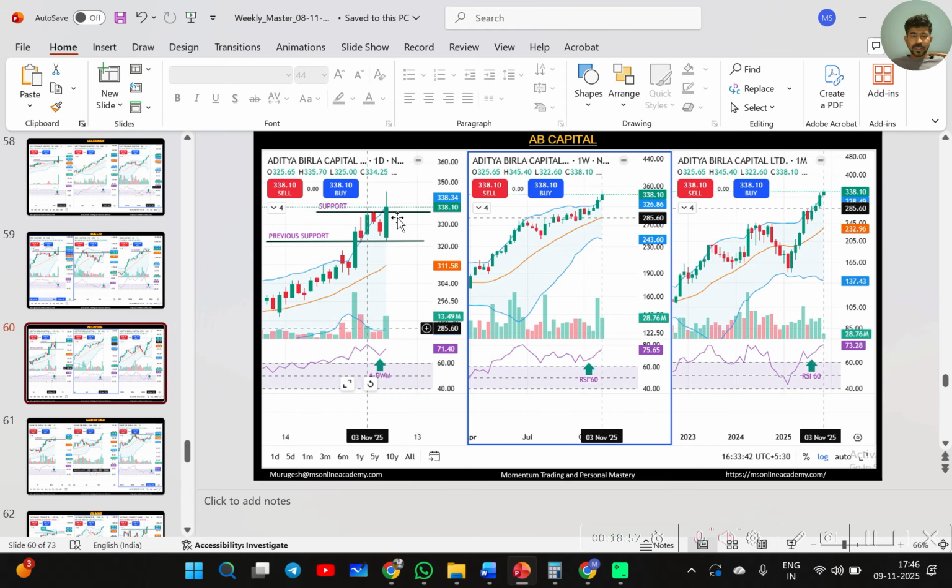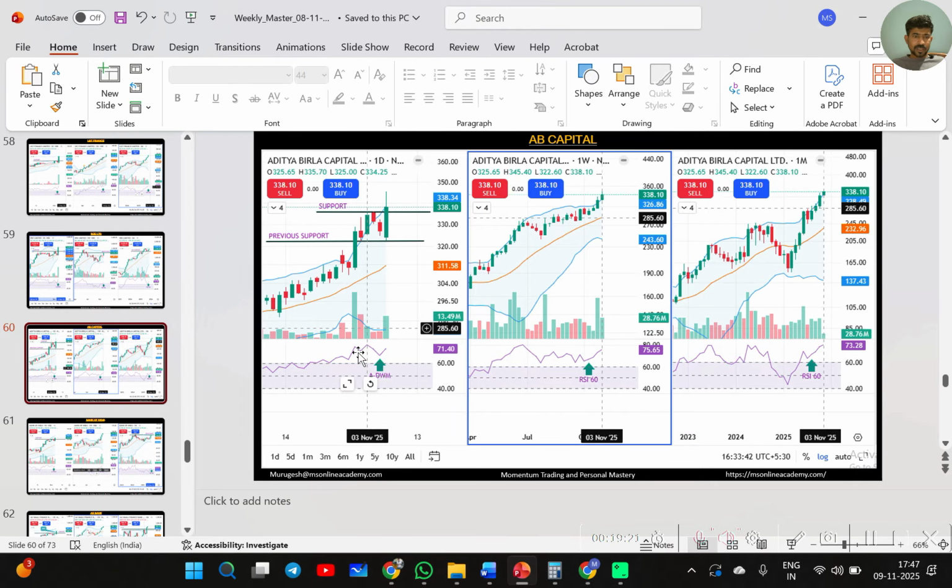AB Capital, similar, when it is coming down, see, just understand, when the red candles are forming in a bullish stock, those are the opportunities we have to be ready for. It is not when there is a red candle here that we should be ready with the opportunity. Then only we can make some good money.